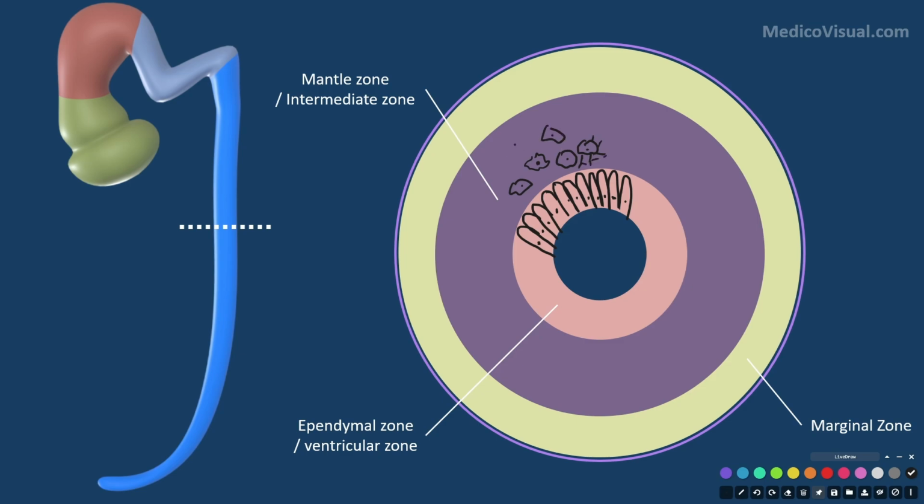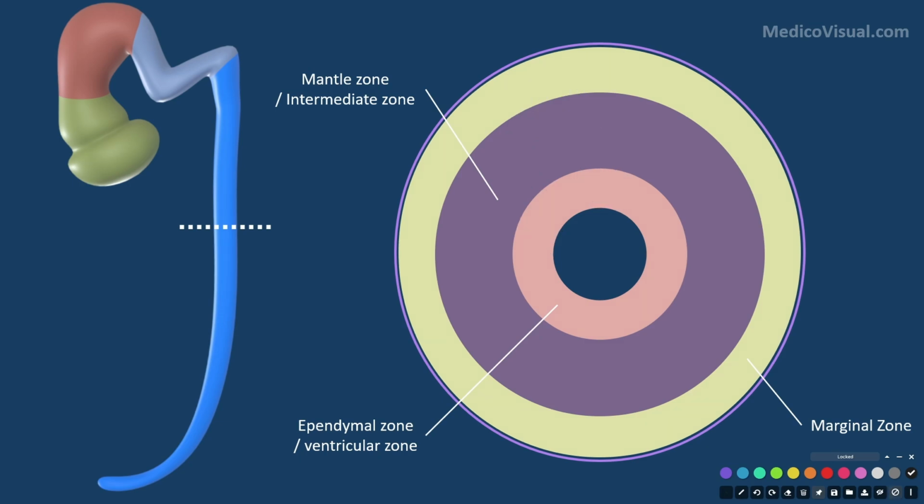And of course the marginal zone consists of basically the axons. So marginal zone consists of axons. Marginal zone is white matter, and the mantle zone or intermediate zone is basically the gray matter. All these things we have discussed previously in the lecture of histogenesis of neural tube. If you haven't watched that lecture, please watch that first to understand these things.